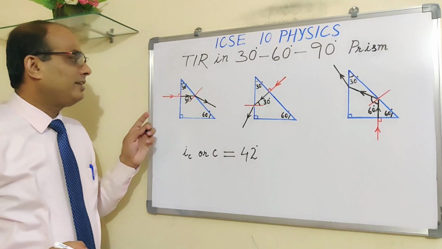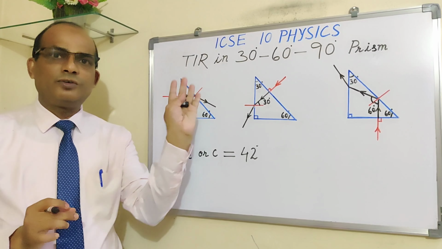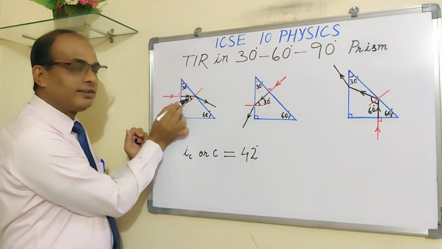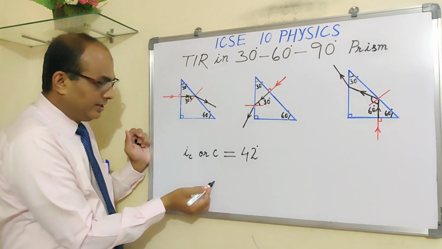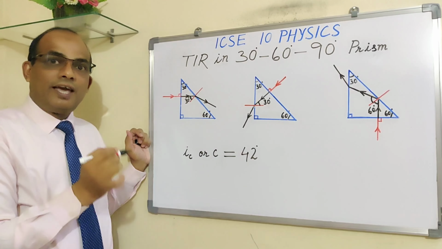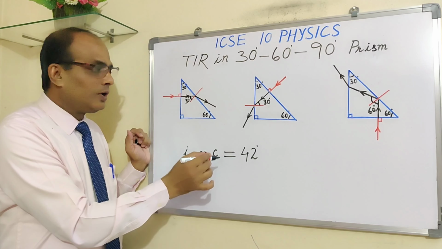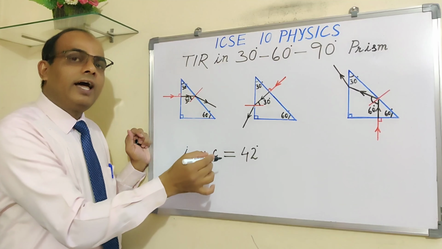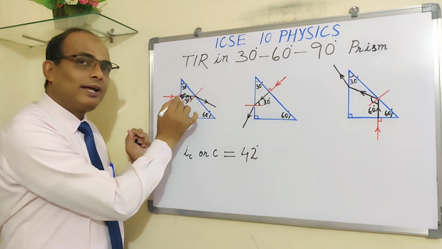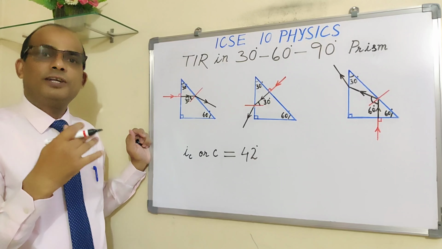Now when it reaches this point, the question is whether it will suffer TIR, total internal reflection, or emerge out of the prism. That depends on this angle of incidence. If this angle of incidence is more than the critical angle, which is 42 for the glass-air surface, then TIR will take place. If it is 42, then it will go parallel. And if it is less than 42, then the ray of light will emerge out of the prism. No TIR will take place, normal refraction will take place.